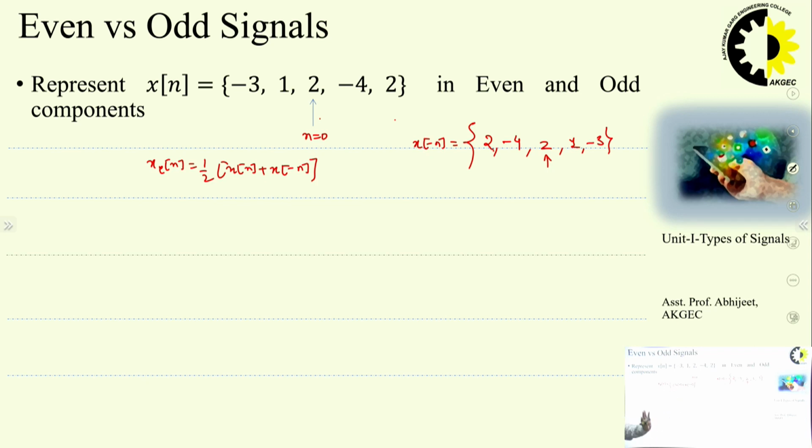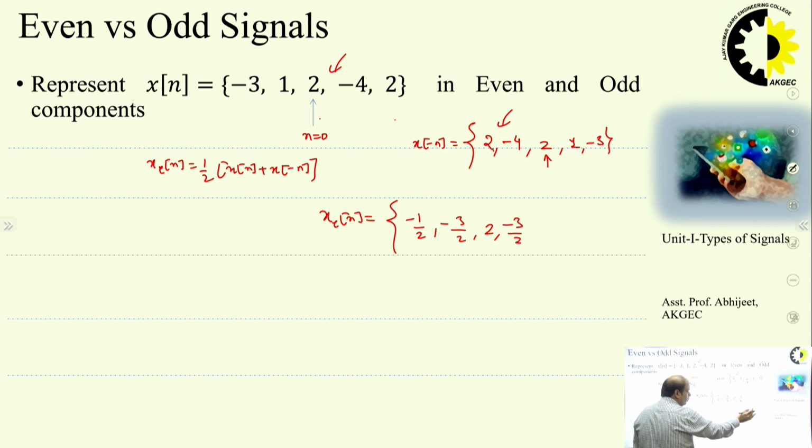Point by point addition of this and this is to be done. So what is x e of n? The half remains, so half we can also write there. So it is minus 3 and plus 2. It becomes minus 1 by 2. Then this is 1 and minus 4, minus 3 by 2. And 2 and 2 will give me 2 by 2. Minus 4 and 1 will give me minus 3 by 2. We don't even need to calculate further. It is an even signal. It will be a mirror image about n is equal to 0. It will be minus 1 by 2. The signal has to look like an even signal after calculation by the property of it.